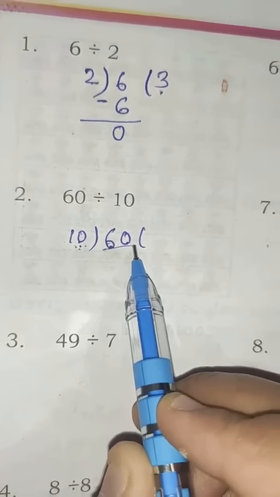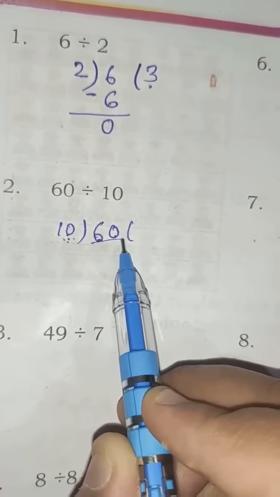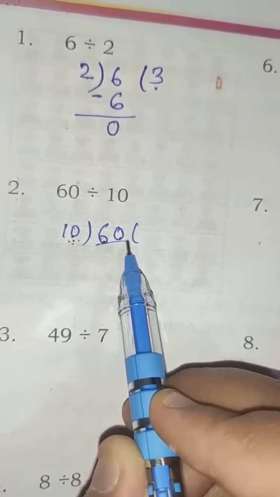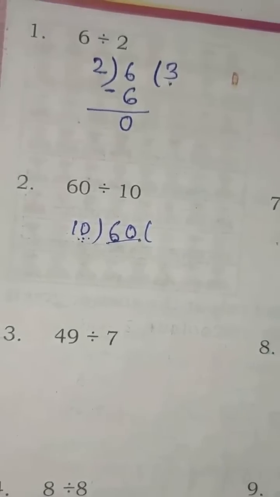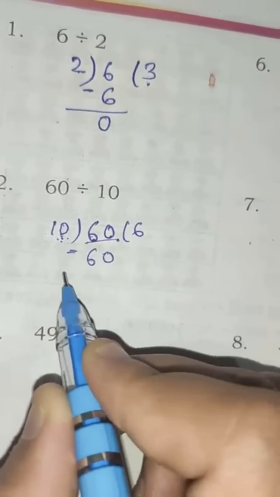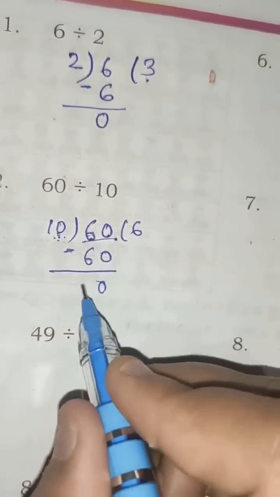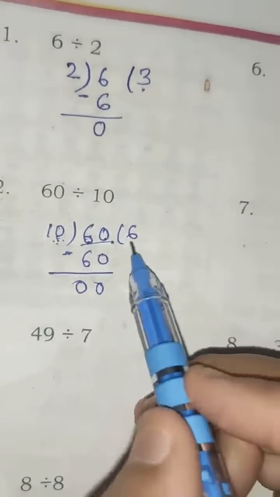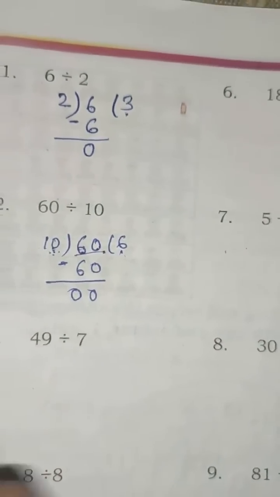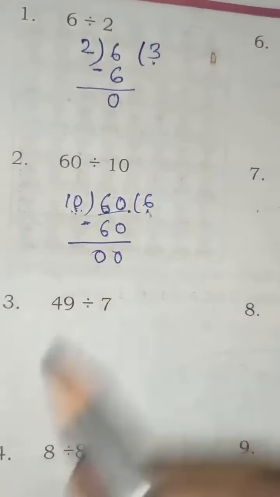So let's count it. 10 ones are 10, 10 twos are 20, 10 threes are 30, 10 fours are 40, 10 fives are 50, 10 sixes are 60. So 10 sixes are 60. Yes. So let's subtract it. 0 minus 0, 0. 6 minus 6, 0. So what is the answer here? 6. So by taking the same color, you have to color this answer here.